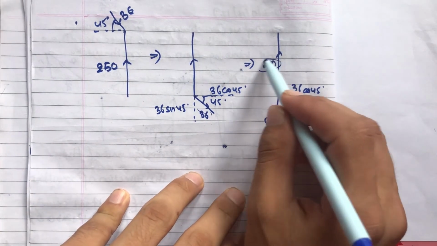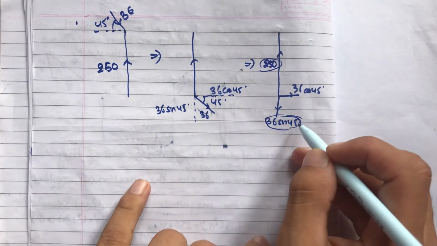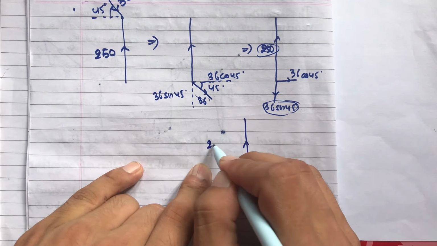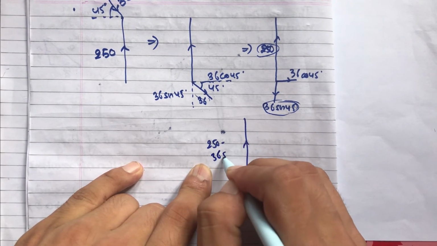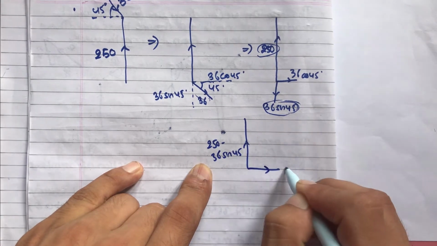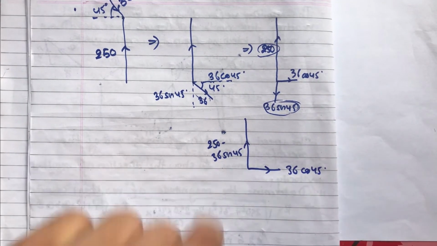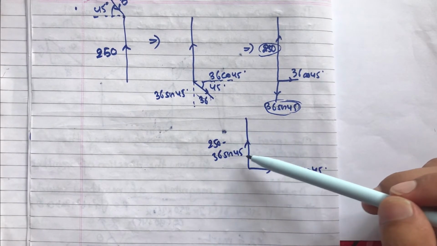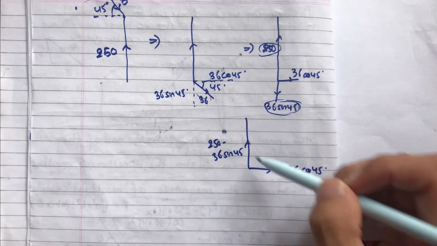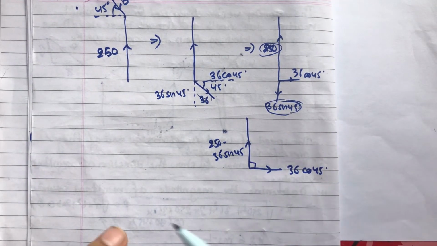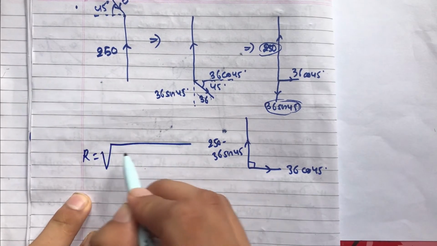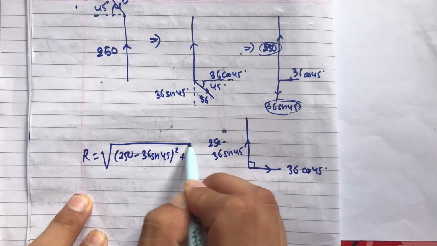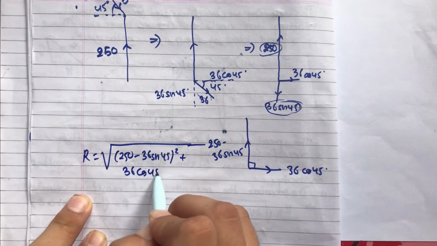Subtract this magnitude from this magnitude because both of them are in y axis. So the resultant of these two would be 250 minus 36 sine 45, and in the x direction it will be 36 cos 45. So now I have only two vectors, one vector of magnitude 250 minus 36 sine 45, and the other vector 36 cos 45. And since these two vectors are 90 degrees, the resultant of these two vectors would be (250 minus 36 sine 45) squared plus (36 cos 45) squared.